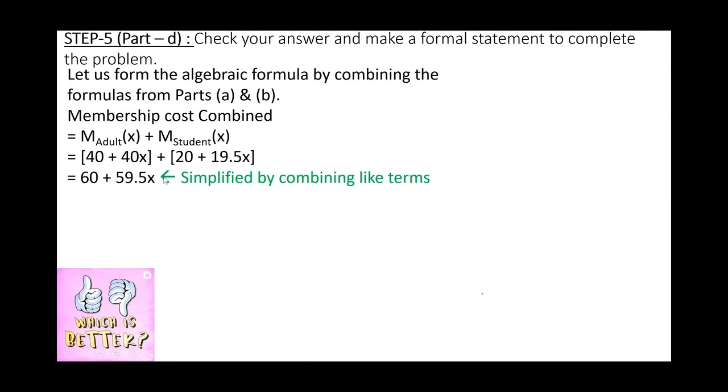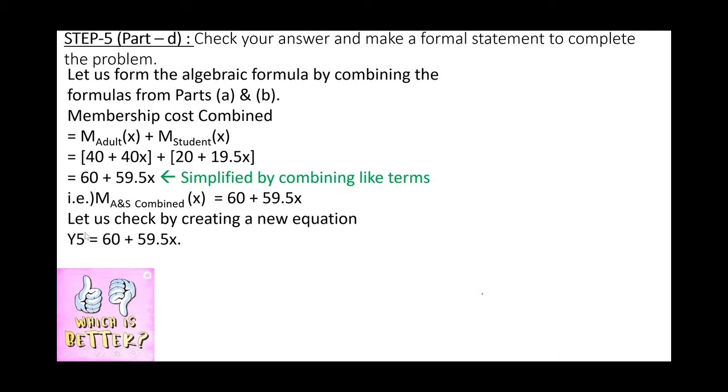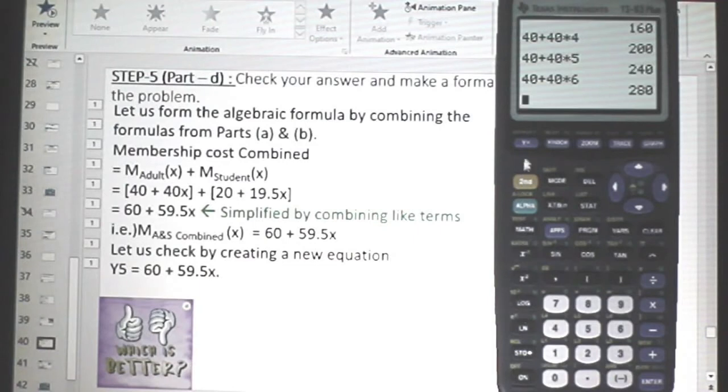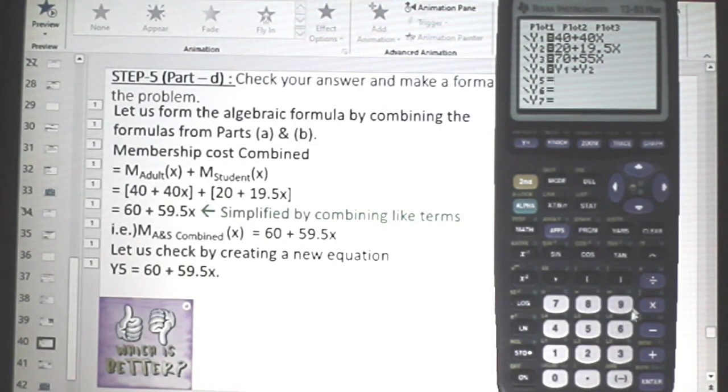So now we could create a table for this and compare it with the y4 we just made, to verify our answer instead of doing it separately. So now the membership cost for adults and students combined, of x, is 60 plus 59.5x. So I'm going to use all these in y5. So let me bring my calculator up again. So go to y5 equals 60 plus 59.5x.